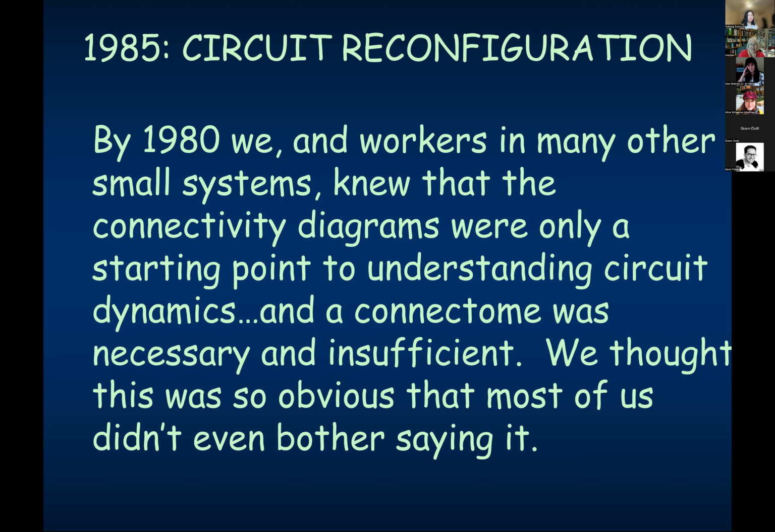We all had by then gone through the process of trying to establish a wiring diagram and then realizing that they were all different and they all were just a starting point. And we, I think, all thought it was so obvious that most of us didn't even bother saying it. And I've said this more often in the last 5 years than I did in the years between 1980 and 1985. And that's because to us working in small circuits, it was obvious. And it's only been since people have been working on the big connectomes that it's been important to say.